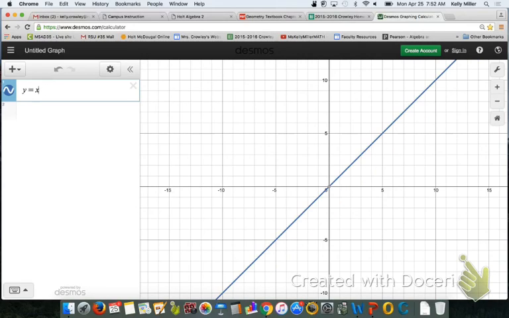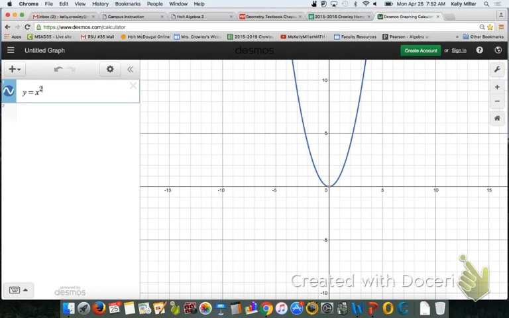Good. If I changed my degree from an exponent of 1 to an exponent of 2, what's going to happen to my graph? It's going to be a parabola, right? Is my parabola facing up or down? It's facing up. What if I put a negative in front of it? It's going to make it go down.